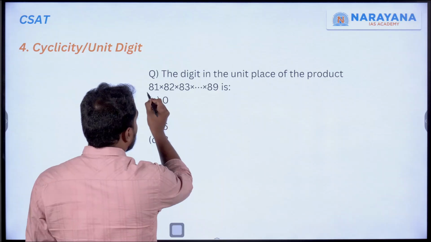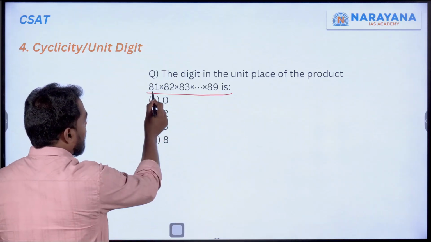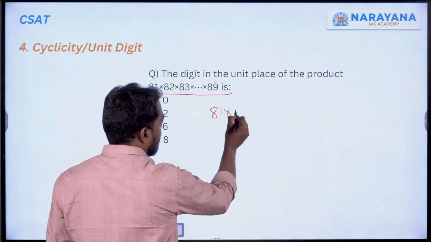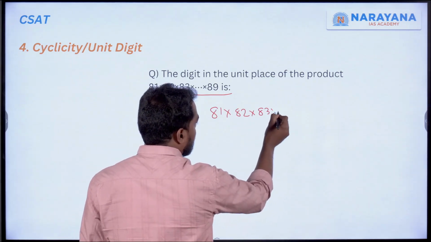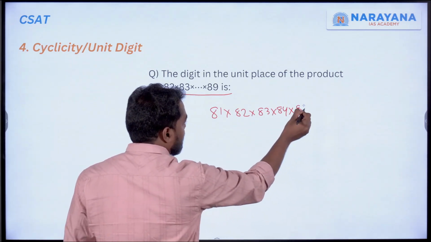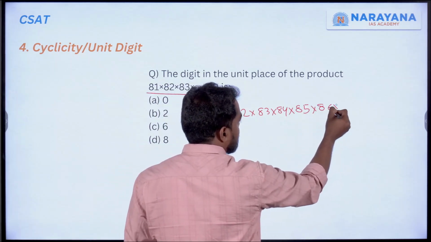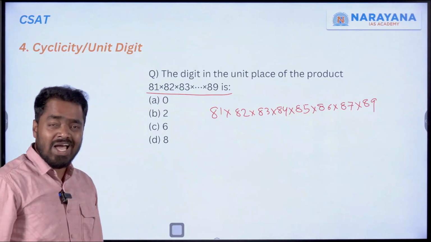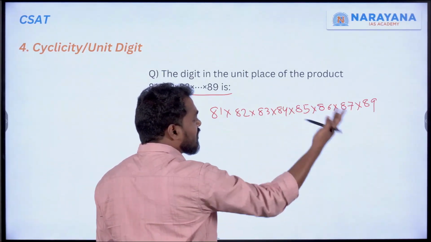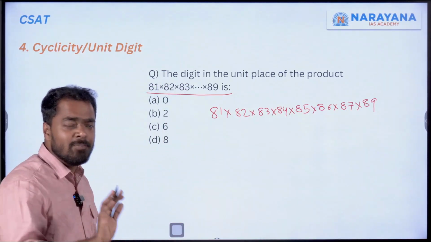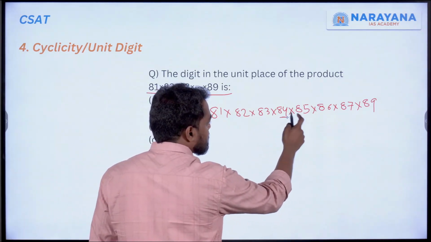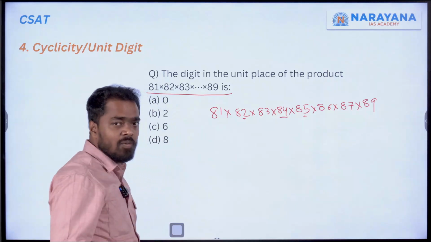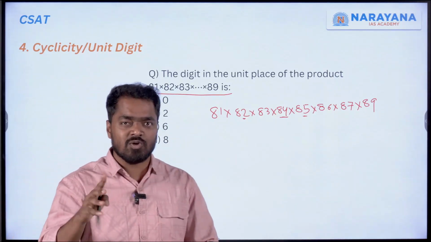Okay, let's see. What is the product given? 81, 82, 83, 84, 89. So if you take out 81, 82, 83, 84, 85, 86, 87, 89. Now as we discussed, take all the unit digits and multiply, but before that you can observe there is 4 and 5 or also 2 and 5. If you multiply 2 and 5 you will get 0 as unit digit.